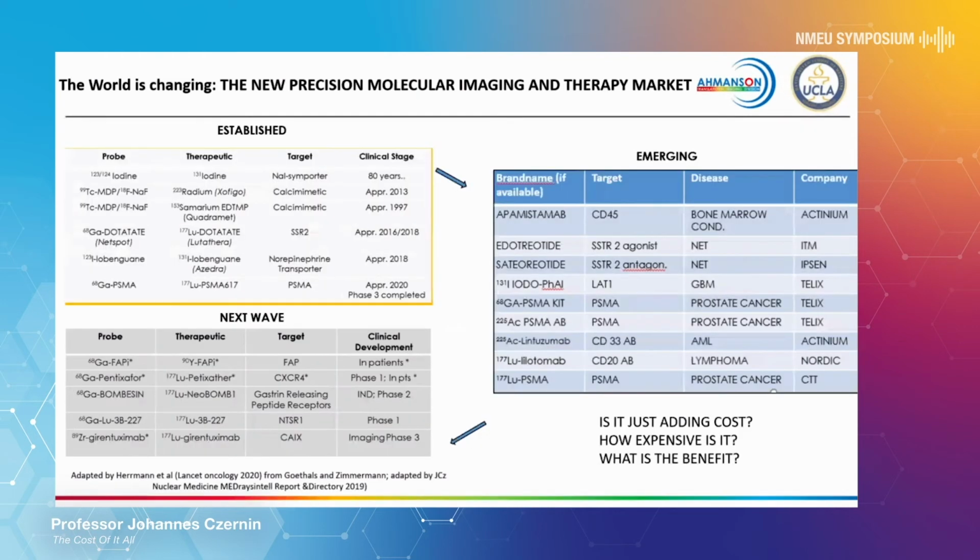We now have established and emerging diagnostic and therapeutic approaches. I've outlined them here, but will not go into detail. Some of the new ones have already generated considerable industry excitement, such as inhibitors of fibroblast activation protein, neurotensin, or carbonic anhydrase 9 for renal cancer imaging and therapy. But again, are these just adding costs? How expensive are they? And what is their potential societal benefit?